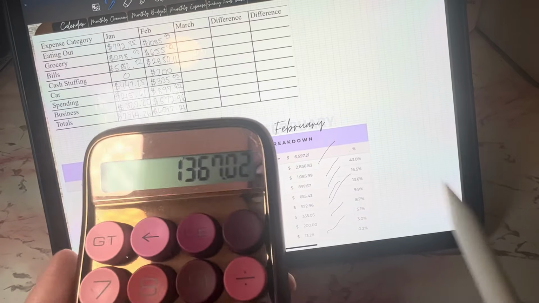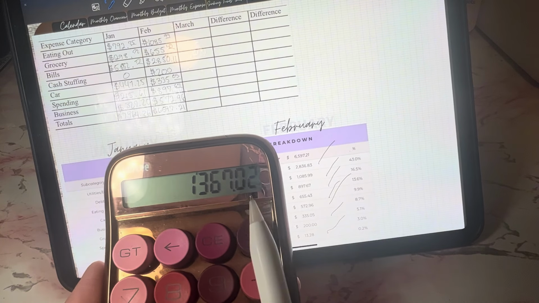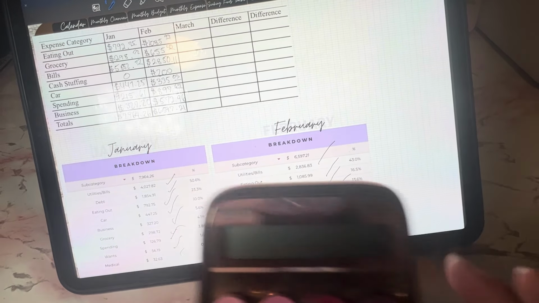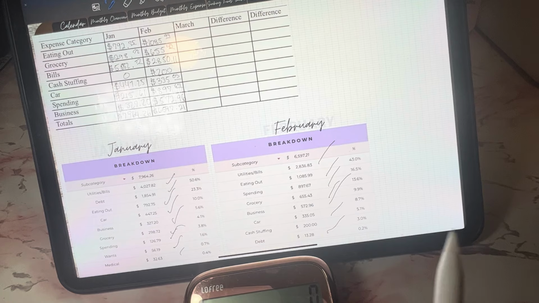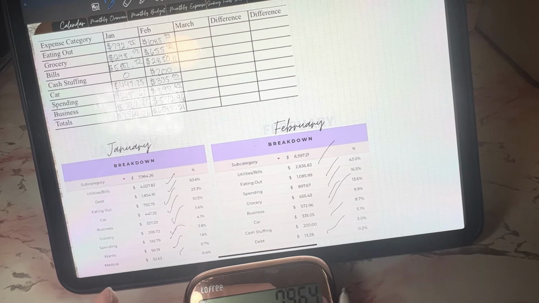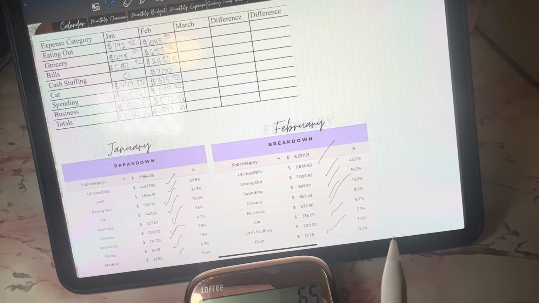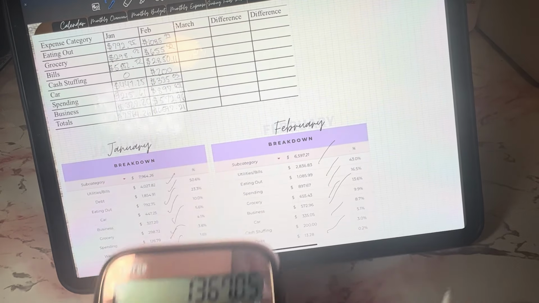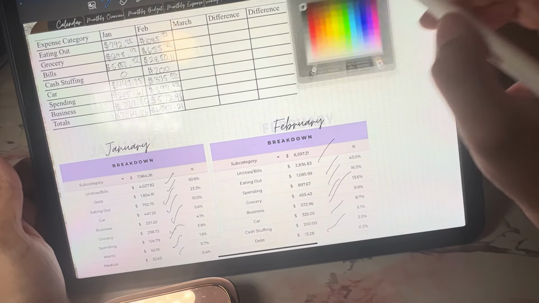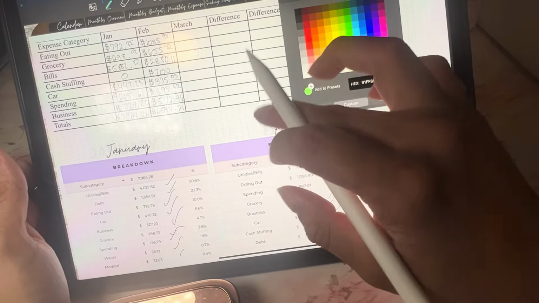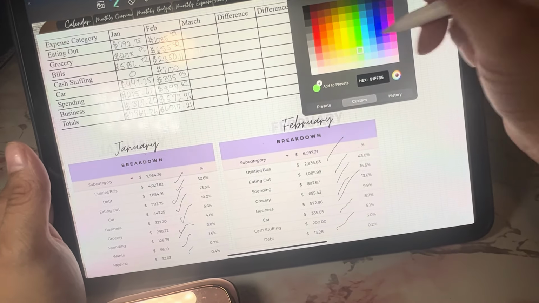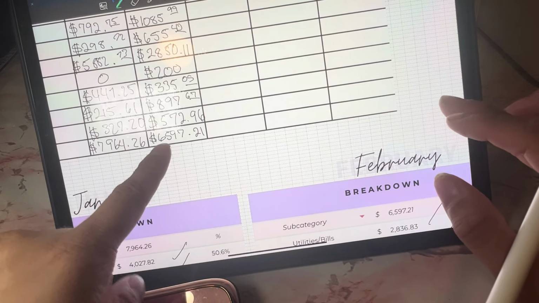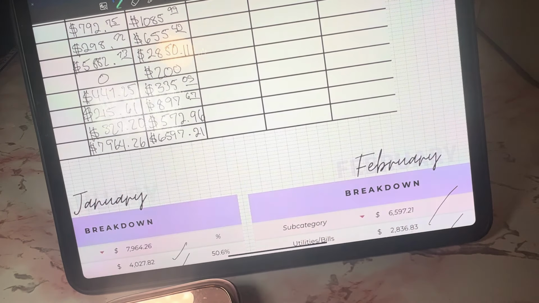So we spent a total of $1,367 and 2 cents less than the previous month. Let me double check. Let me do it one more time. 7,964.26 minus 6,597.21 equals... yes. Okay. So we are in the green as far as the difference between January and February. That's always good. So whenever February and March comes, I'll put it over here.